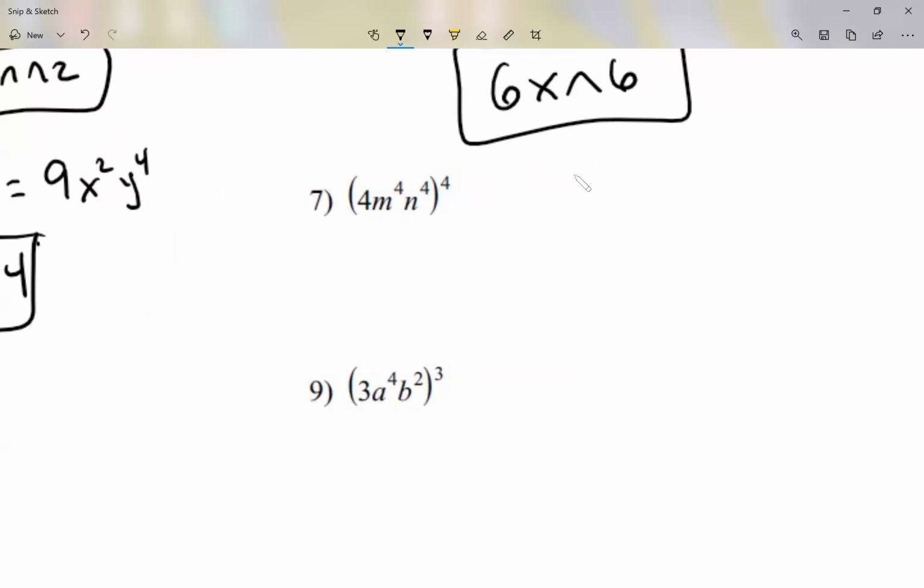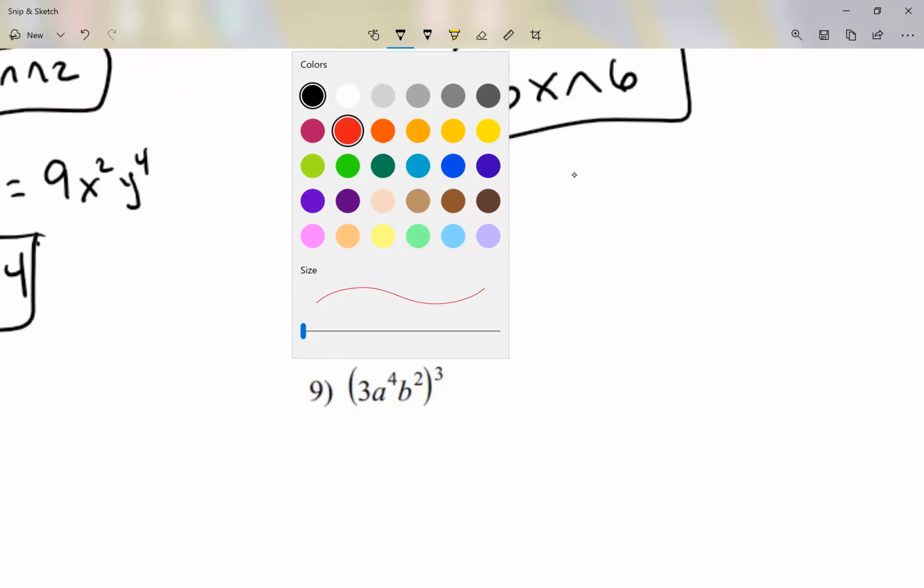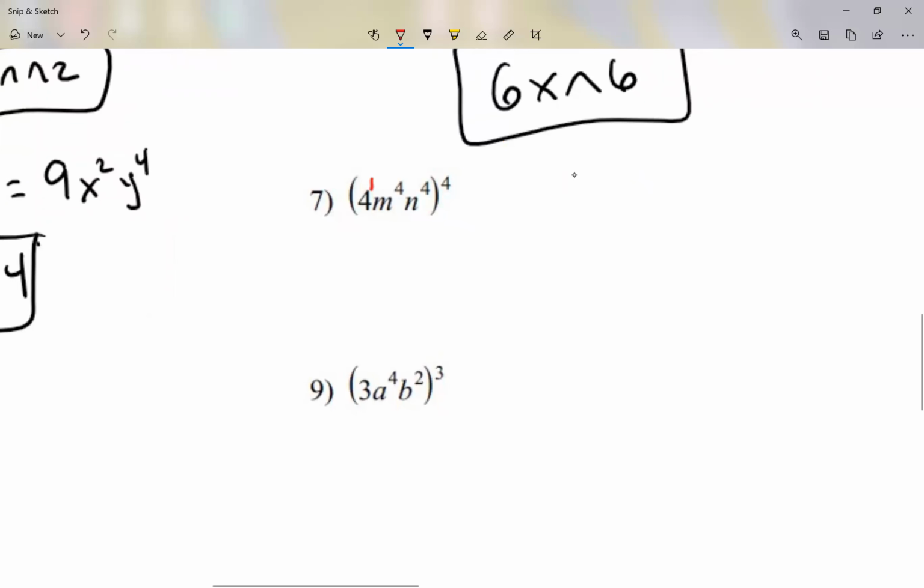All right, let's take a look at number 7. First of all, make sure there's an exponent on the inside for everything. So I have 4 to the 1. Everything must have an exponent. And then the exponent on the outside, I'm going to multiply to the inside. So I have 4 to the 4th, m to the 16, n to the 16th.